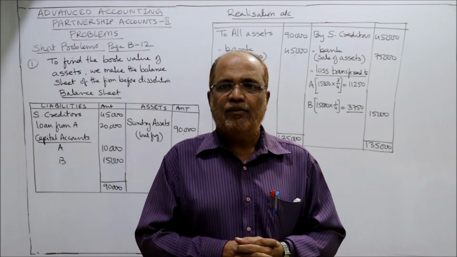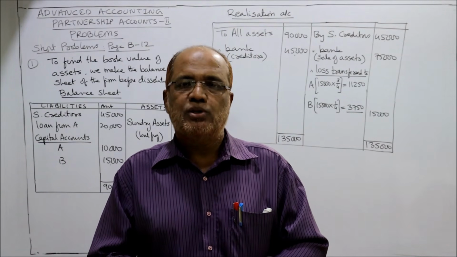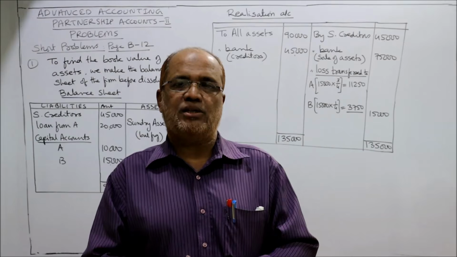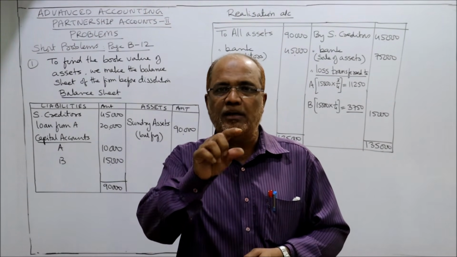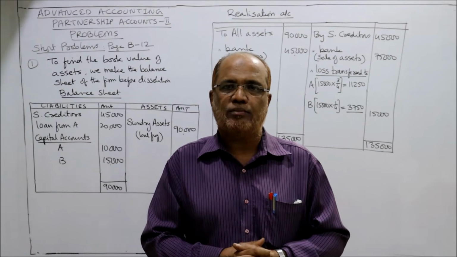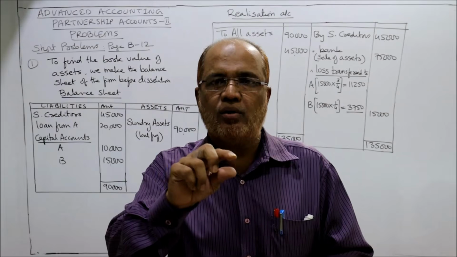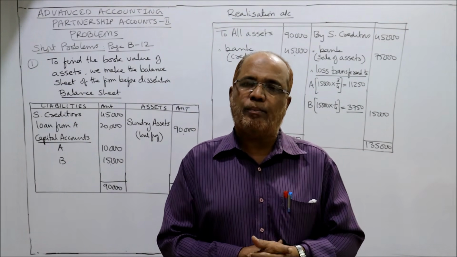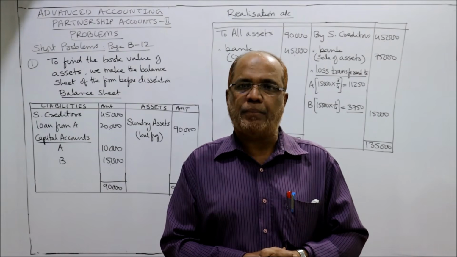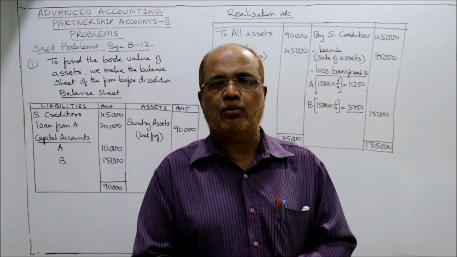The third entry will be for the sale of assets. Some assets are sold, so bank account debit to realization. Some assets will be taken over by one of the partners: the partner's capital account debit to realization. Similarly, payment of liabilities: realization account debit to liabilities account. Suppose some of the liabilities are taken over by the partner, then liability account debit to realization account, and realization account debit to partner's capital account.